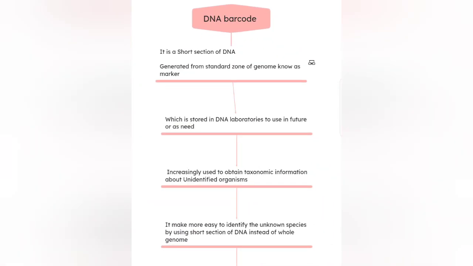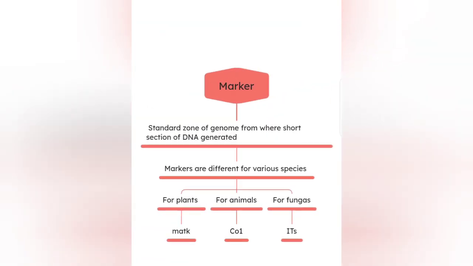So we have to know about the DNA barcode in detail. As we see, a DNA barcode is a short section of the DNA. These short sections are generated from the standard zone of the genome of that unidentified organism. The region from where this short section is generated is known as the marker. So firstly, let us know about the marker. What is a marker? A marker is the standard zone of the genome from where the short section of DNA is generated.